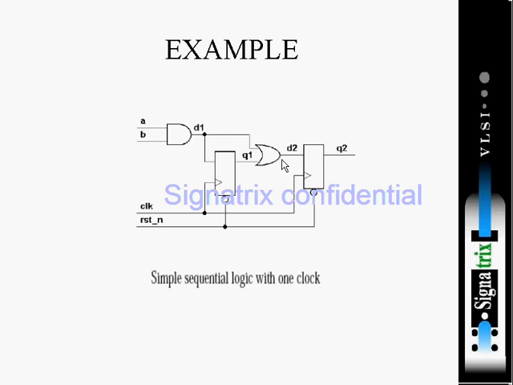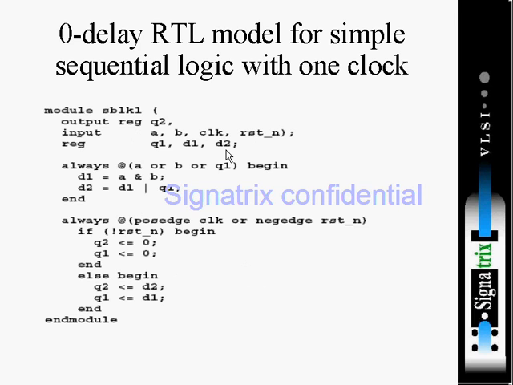But in the real world, when you are using the same circuit, definitely your AND gate, your OR gate, your flip flop is having some delay, right? In that case, it is not possible to propagate the signal within 0 delay time. In the simulator we are mimicking that thing. So, a 0 delay RTL model for simple sequential logic with one clock.